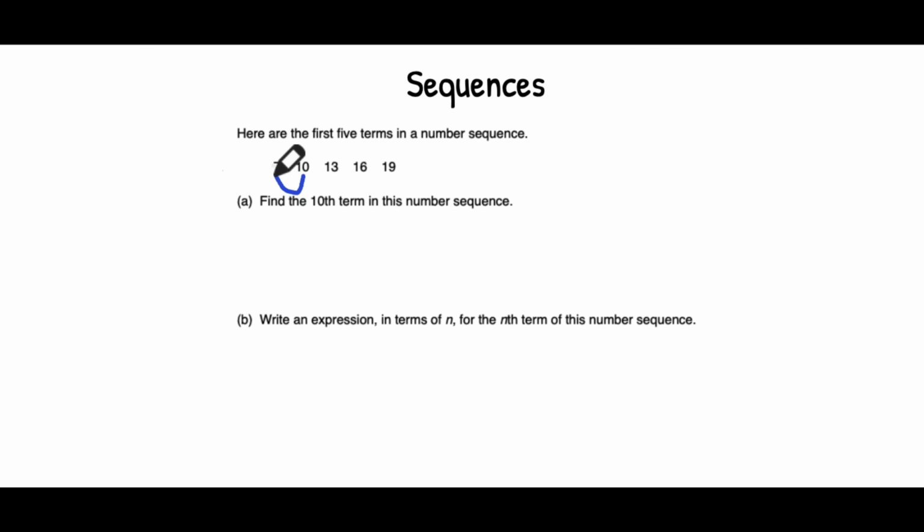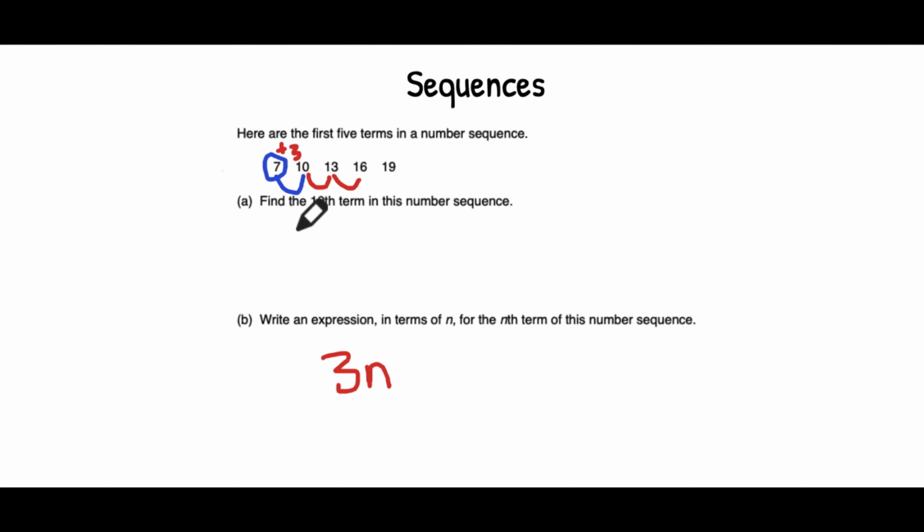If we look here, to go from 7 to 10, we are adding 3. If we check from 10 to 13, we're also adding 3. From 13 to 16, we're adding 3, and so forth. So what you do is you write 3n.